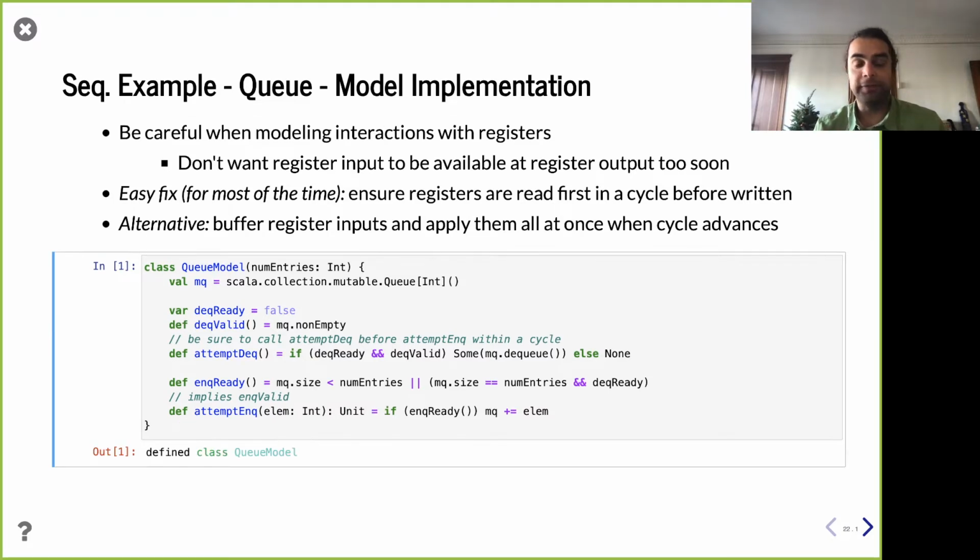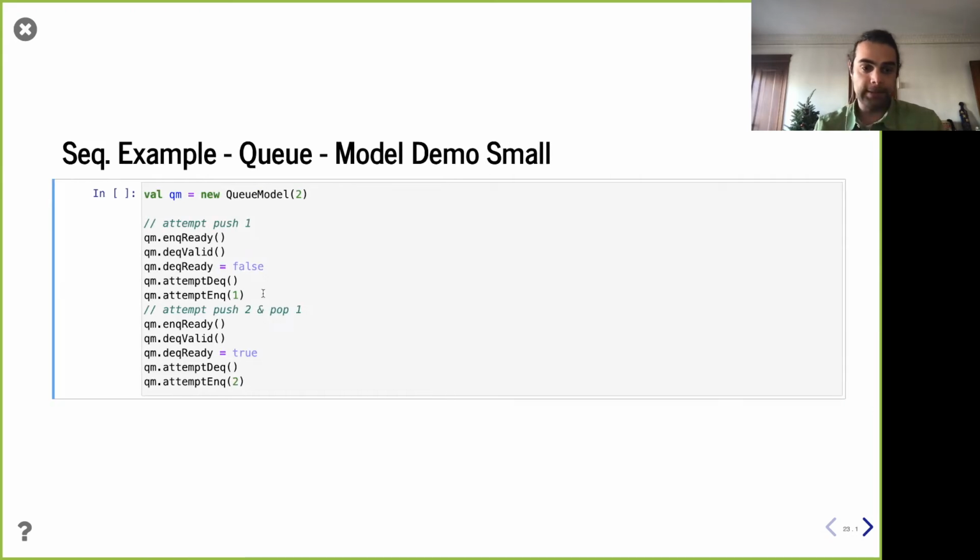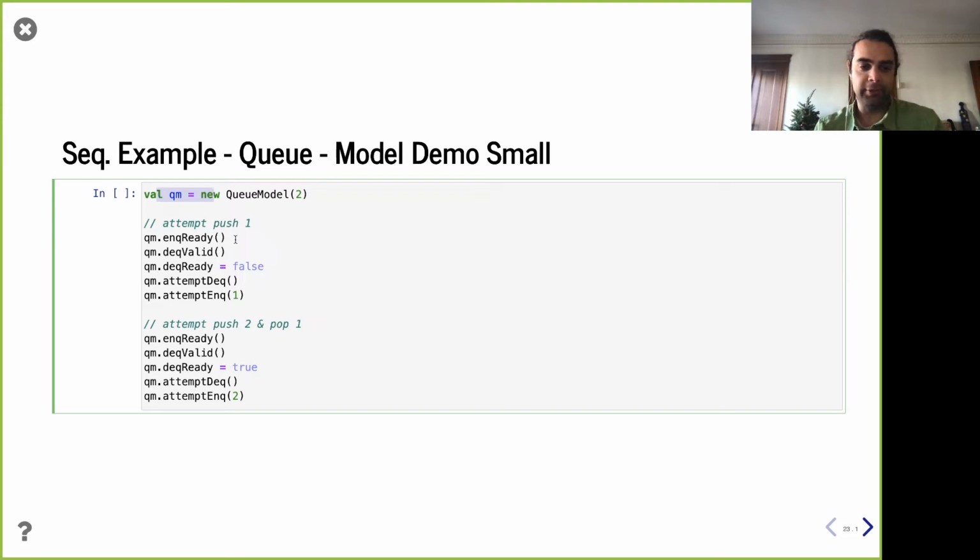We'll pause for questions so far. Or maybe it'll come up when we start seeing how we use this queue model. So for starters, what if we just instantiate a queue model and just see what happens, right? So let's say, for example, we want to push one onto our queue.